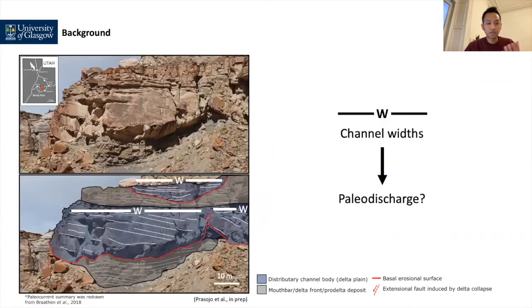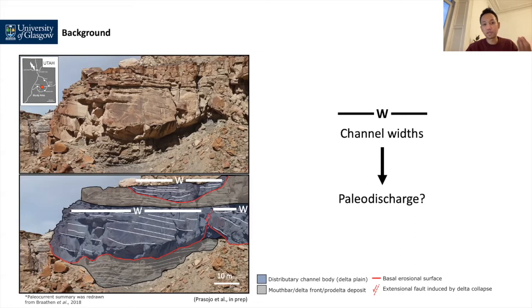To illustrate what I mean, this is one example from the Ferron Sandstone in the US. You have several distributary channels of delta deposit here, which I colored blue. We have three different distributary channels, so we can directly measure three different channel widths, and then get the paleo discharge directly from the rock record.